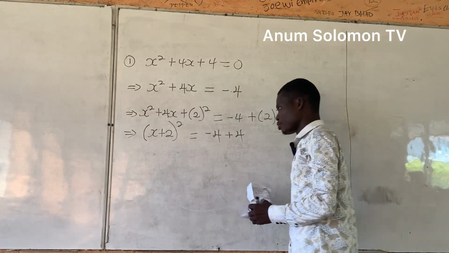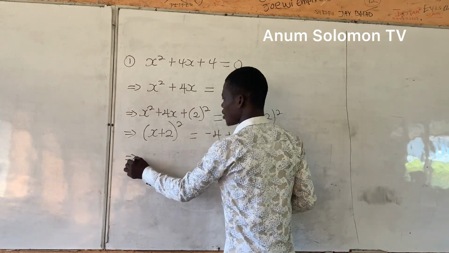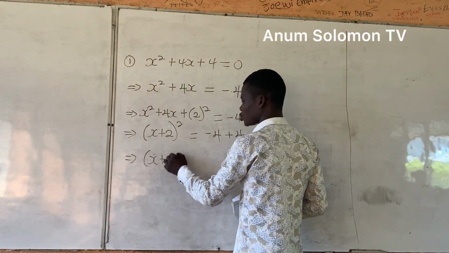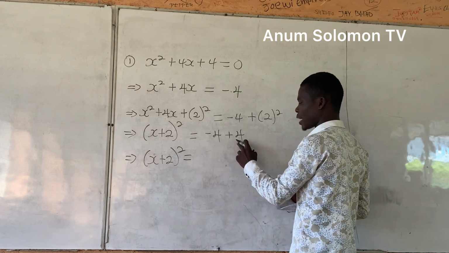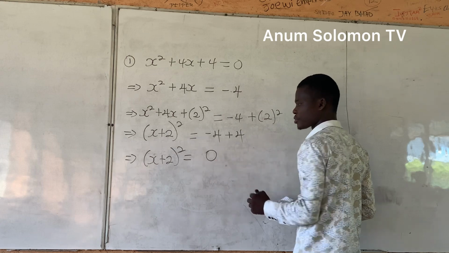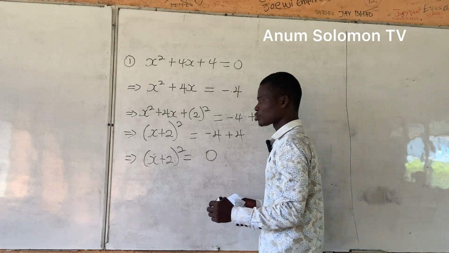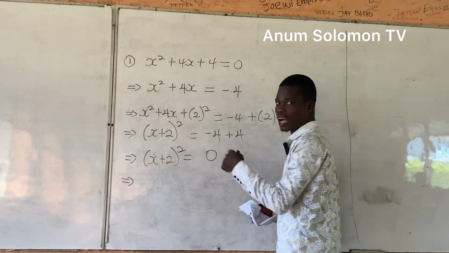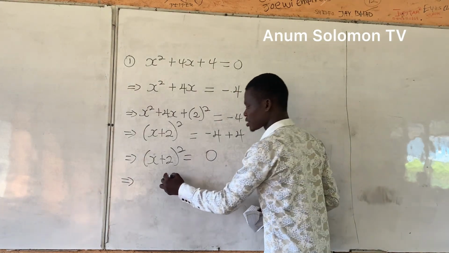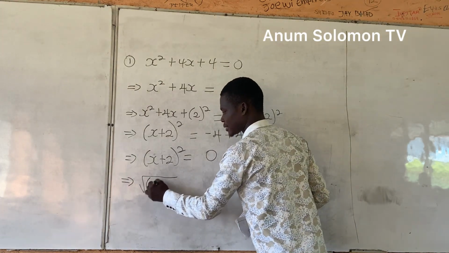So now let's move on. You have x plus 2 all squared is equal to minus 4 plus 4, which is 0. On this note, we have to solve for x. We should simplify this result to get our value for x. Meaning we have to take the square root on both sides like this.